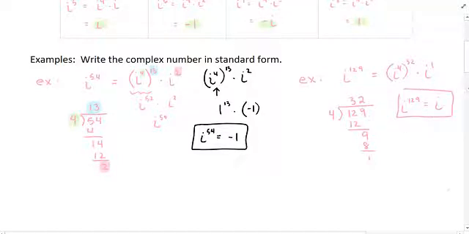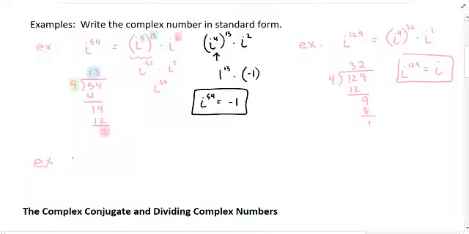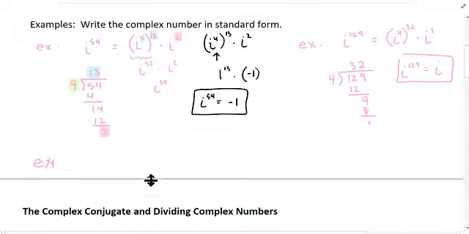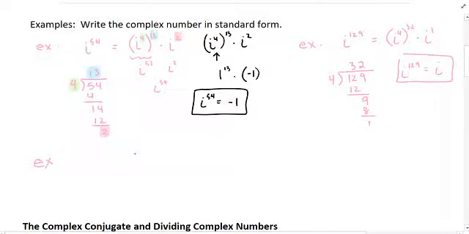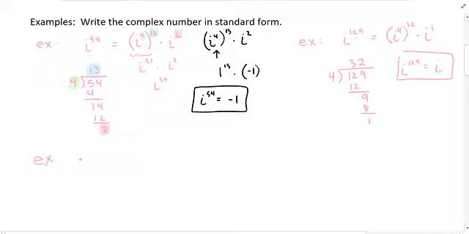Okay. All right, let's look at another one. Our next one. Let's go down just a little bit here. Our next one is i to the 435th power.